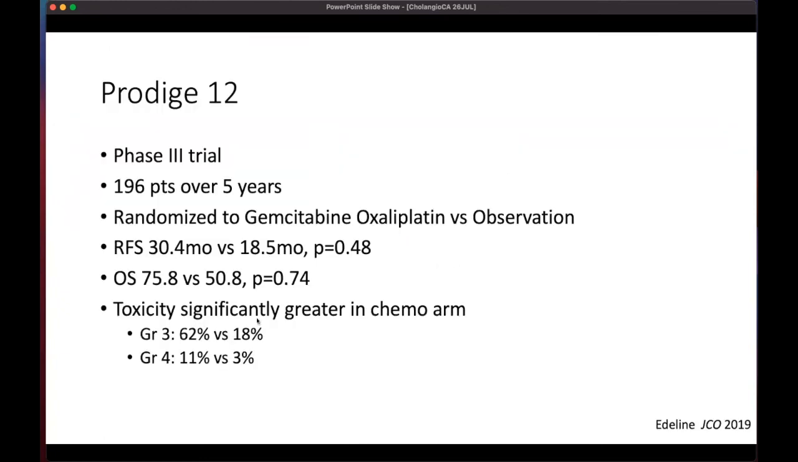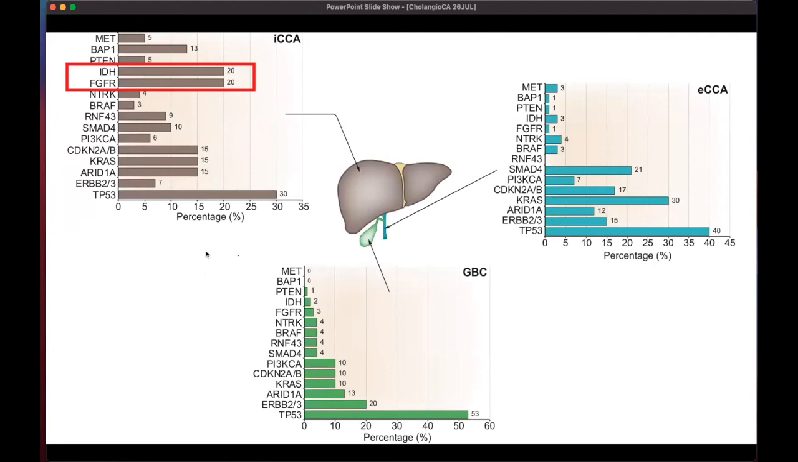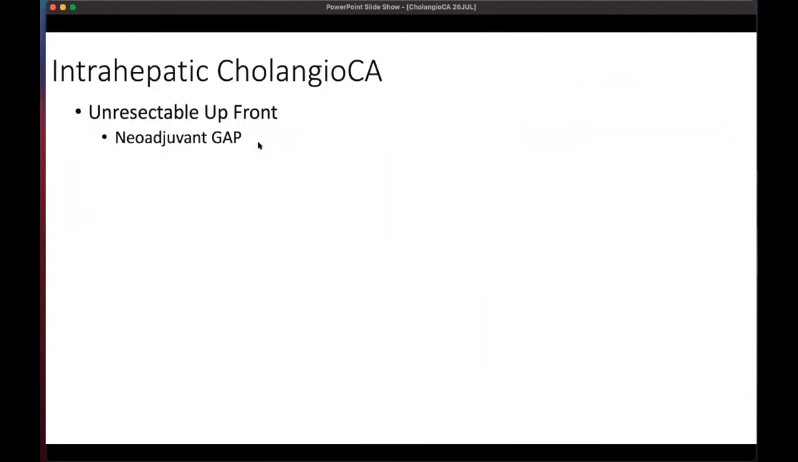And then again, the toxicity was pretty great. So grade 3 toxicity, 62% versus 18%. So there's real toxicity to GEM-OX or GEM-CIS, and yet no great data to show that it helps. And then this is just to show the mutational burden of these tumors. I'm going to skip this if you guys don't care.